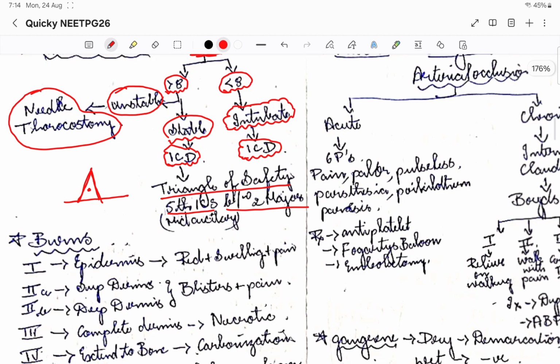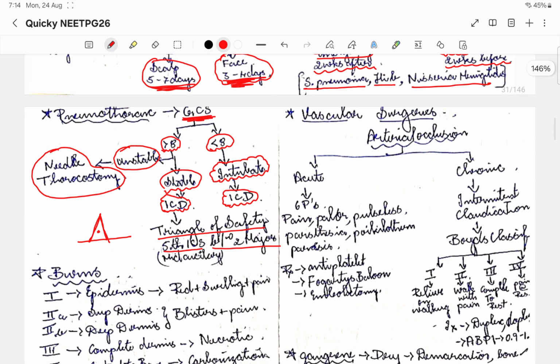This is the point I want you to learn with respect to pneumothorax. What the types of pneumothorax are, we'll discuss in pulmonology.